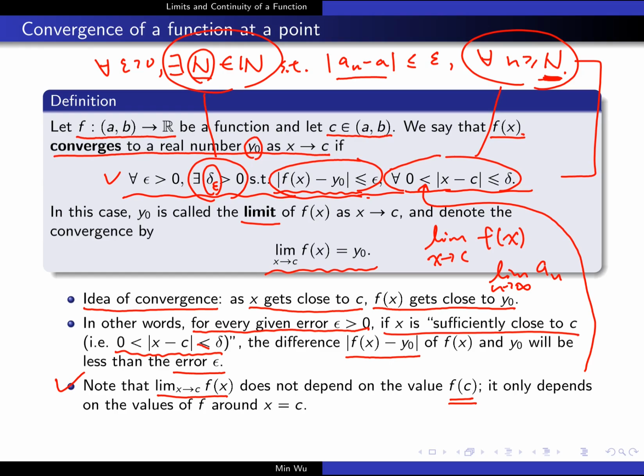Because if you include 0, then f of x will become f of c, and that would require f of c to equal y0 no matter what. This contradicts our intuition. But actually, when equality holds, it is called continuity, which we will talk about in our next topic. Here I just want to point out that the limit of the function at a point does not depend on the value f of c, and only depends on the values around x equal to c. So this is the definition of convergence of a function at a point.